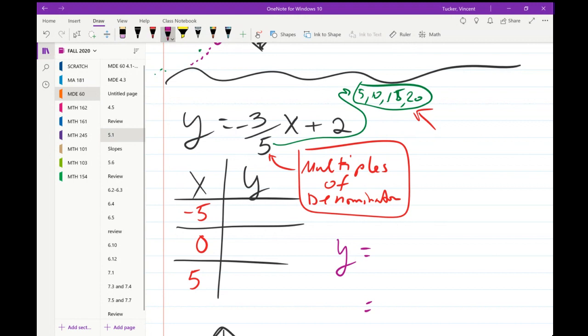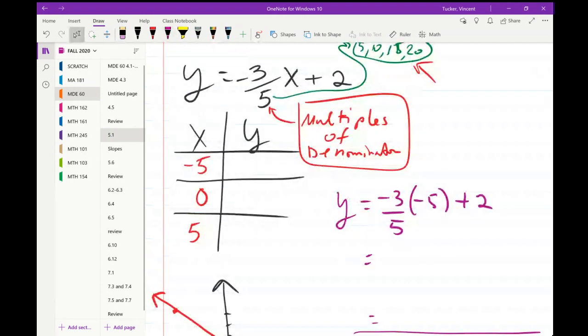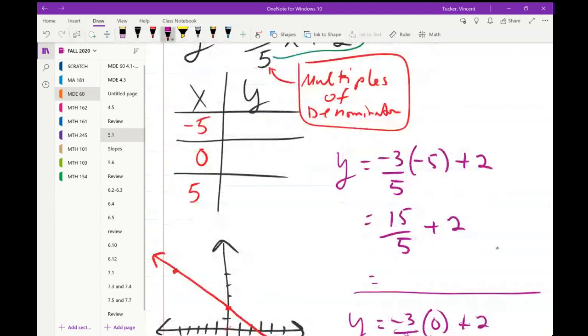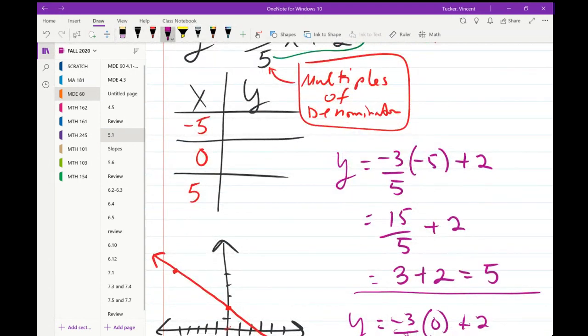What that would do for us is set us up in this way. I'll plug in negative 5. That's negative 3/5 times negative 5 plus 2. If I want to cancel out, I can, but if not, negative 3 times negative 5 is a positive 15 over 5. 15 divided by 5 is 3 plus 2, and the result would be 5. So it just so happens that when you plug in negative 5, in this case, you get out positive 5.